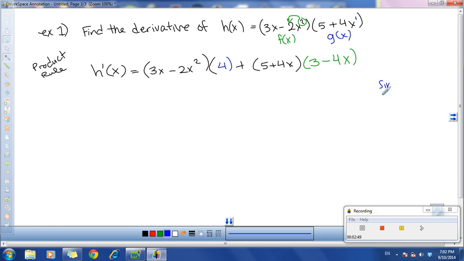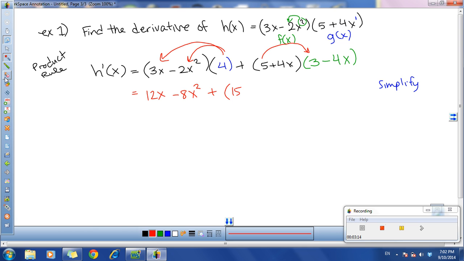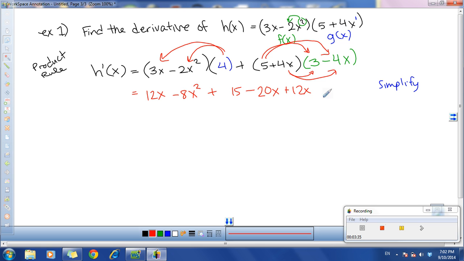Okay, let's clean this up. We can simplify. I'm going to distribute 4 times 3x, which is 12x, minus 2x squared times 4, which is minus 8x squared, and then plus, I'm going to FOIL this, 5 times 3 is 15, I don't need a parentheses there, and then 5 times negative 4 is negative 20x, and then 4 times 3 is plus 12x, and then 4x times negative 4x is negative 16x squared.